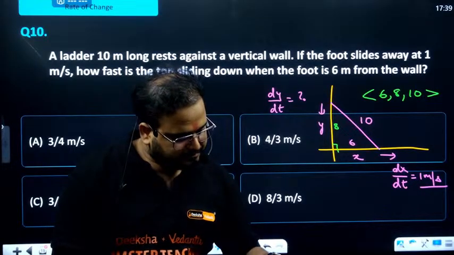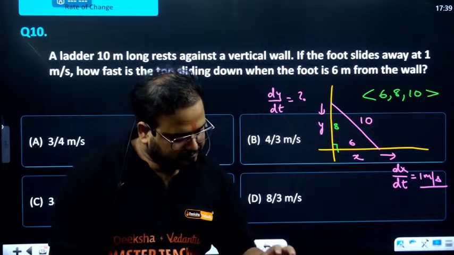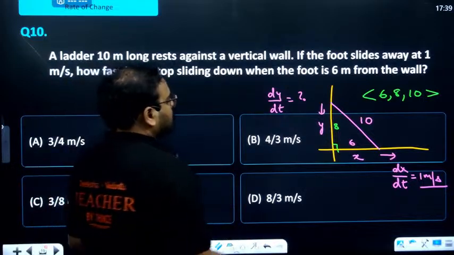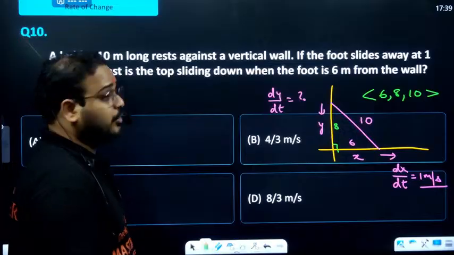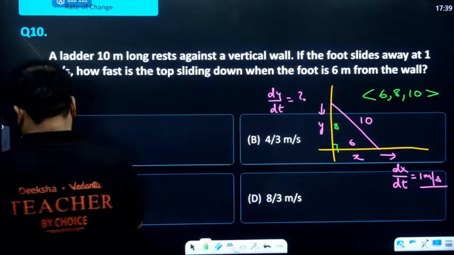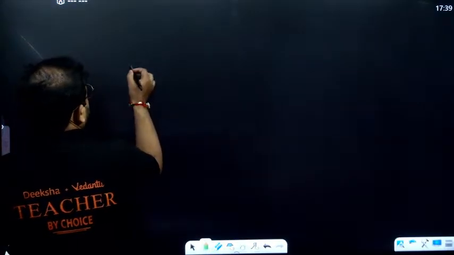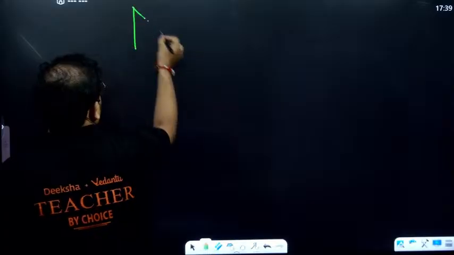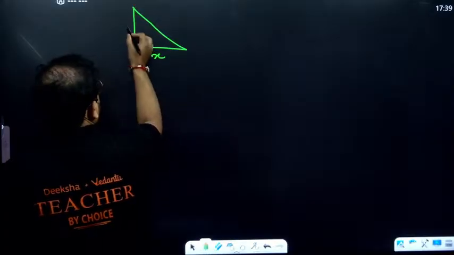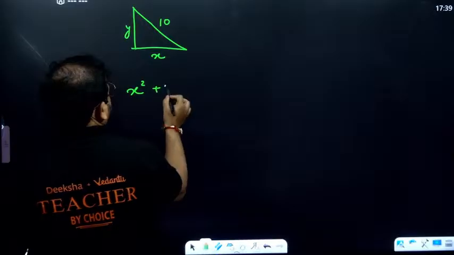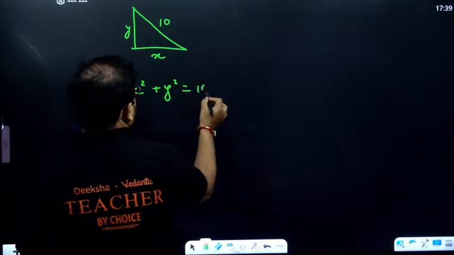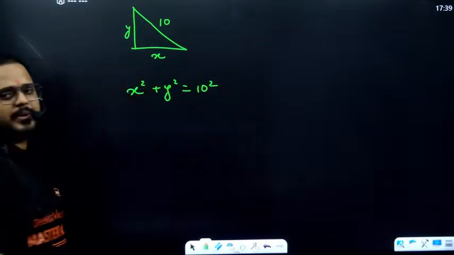Square of 10. Okay. So if that is the case, I have all the values, first of all, that I'm going to use. One more thing. Since it is a right angle triangle, this is x, this is y, and this value is 10. We know that x square plus y square will always be equal to 10 square.